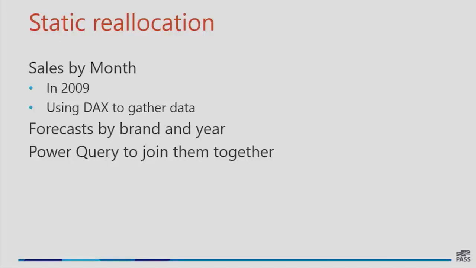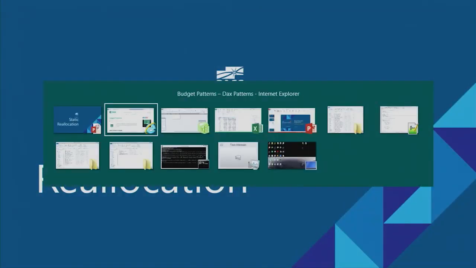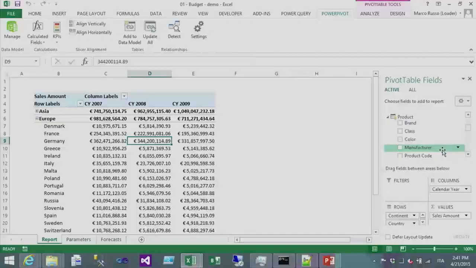So let's start with the static reallocation, and in this case we will use Power Query. But we will not use just Power Query, we will use also DAX, because the first thing that we have to do is think about this. We have to get the reference for the allocation.